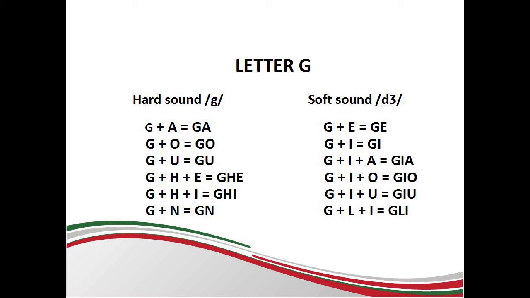So, all in all, the hard sounds of the letter G are ga, go, gu, ge, gi, ni. And the soft sounds are j, ji, ja, jo, ju, li.